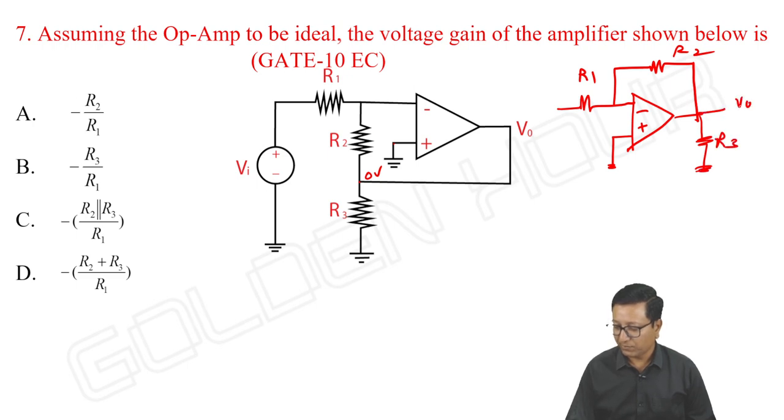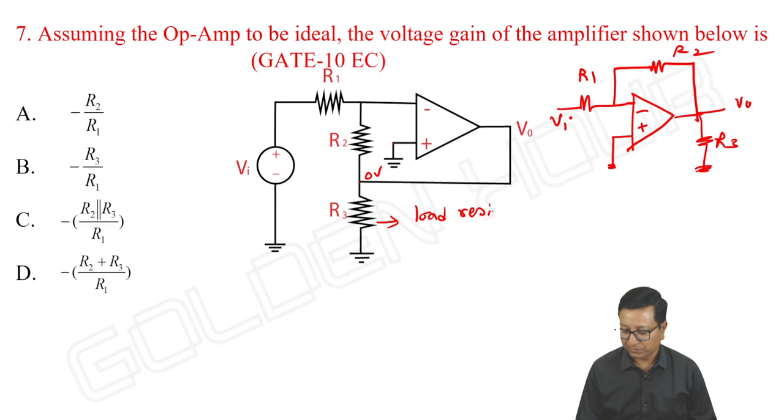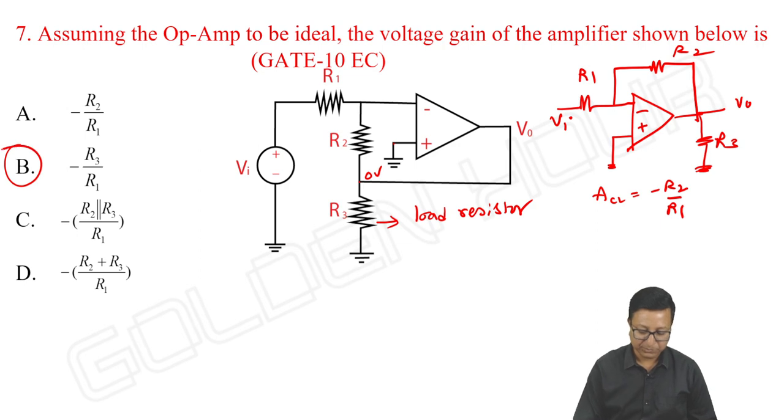This is V output and it is Vi. R3 is like a load resistor. Then what is the gain? ACL, closed loop gain, is equal to minus R2 by R1. Oh, not R3 by R1. It is R2 by R1.